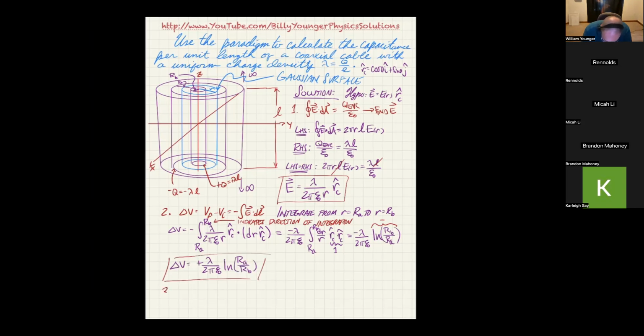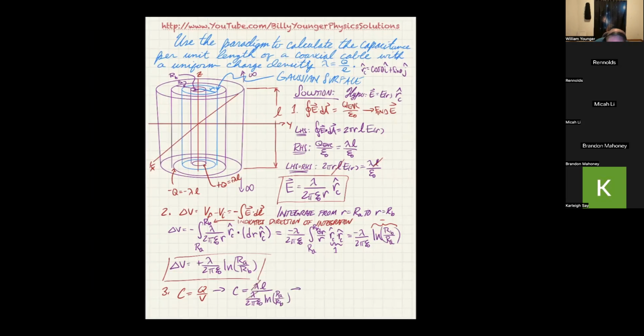Now all I've got is step 3. And step 3 is C is equal to Q over V. So for this particular bit, what I know is a length L will have a charge per unit length lambda that gives a Q. So I'm going to say lambda L. So I'm going to say C is equal to lambda L over lambda over 2 pi epsilon naught natural log RA over RB. And therefore, you can see that the lambdas cancel out.